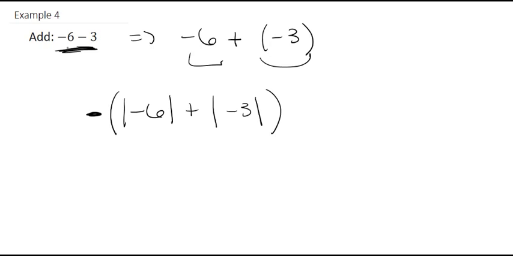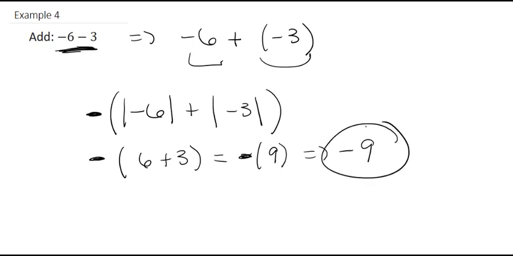Because when we add two negative numbers, we're becoming more negative. So we have the negative sign, and then absolute value of 6 is 6 plus absolute value of negative 3 is 3. So we have this minus sign with a 9 inside of it, which is equal to negative 9. So this would be our final answer.